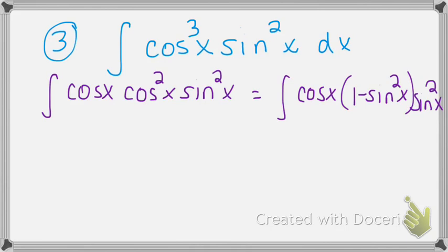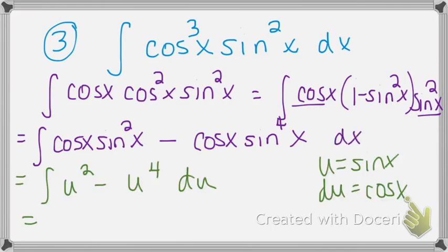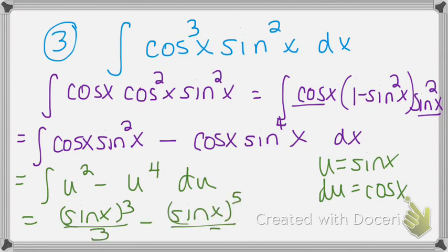Okay, so here's how I separated it first before I multiplied anything. These two things multiply by the 1, so you have cosine x, sine squared x. And then those two things multiply by the sine squared of x, which makes cosine of x and then sine to the fourth of x. Now you just do u sub with each one. So once you use u sub, you have sine of x to the third over 3 minus sine of x to the fifth over 5.